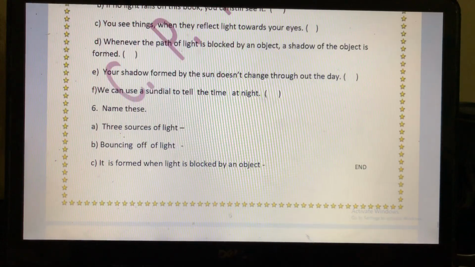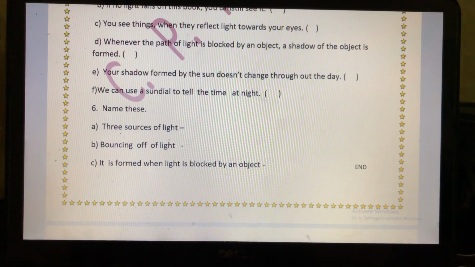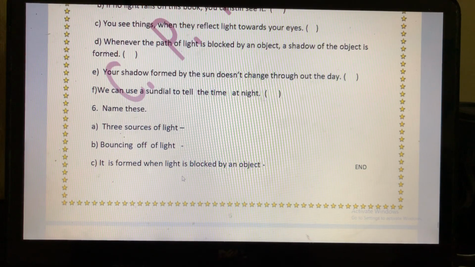Question number 6. Name these 3 sources of light. Bouncing of light. It is formed when light is blocked by an object. You have to complete the exercise.